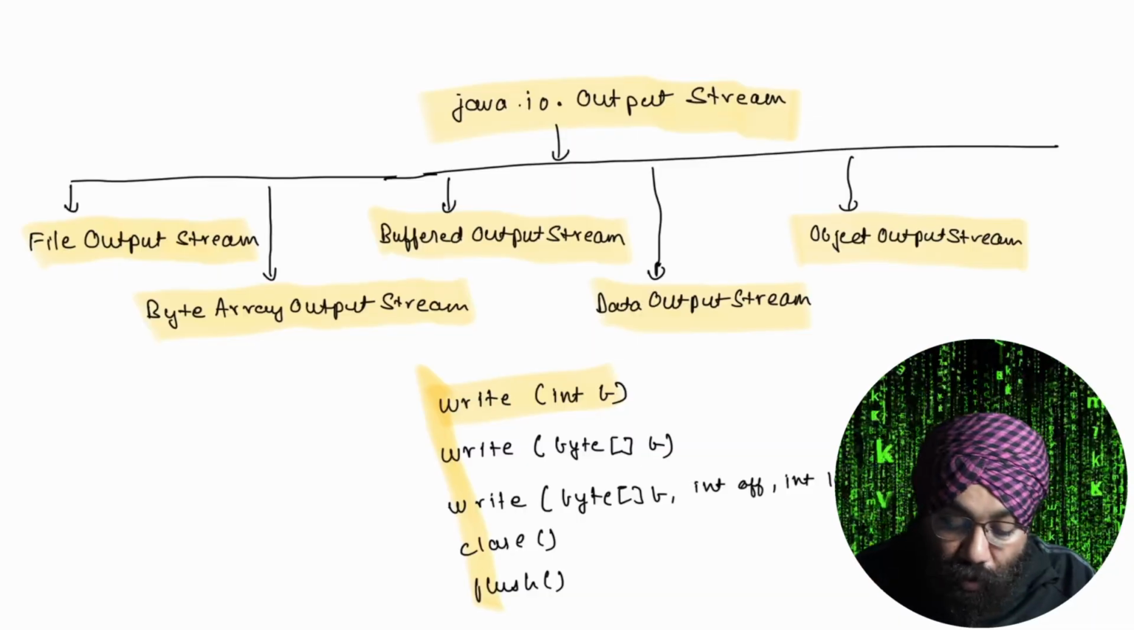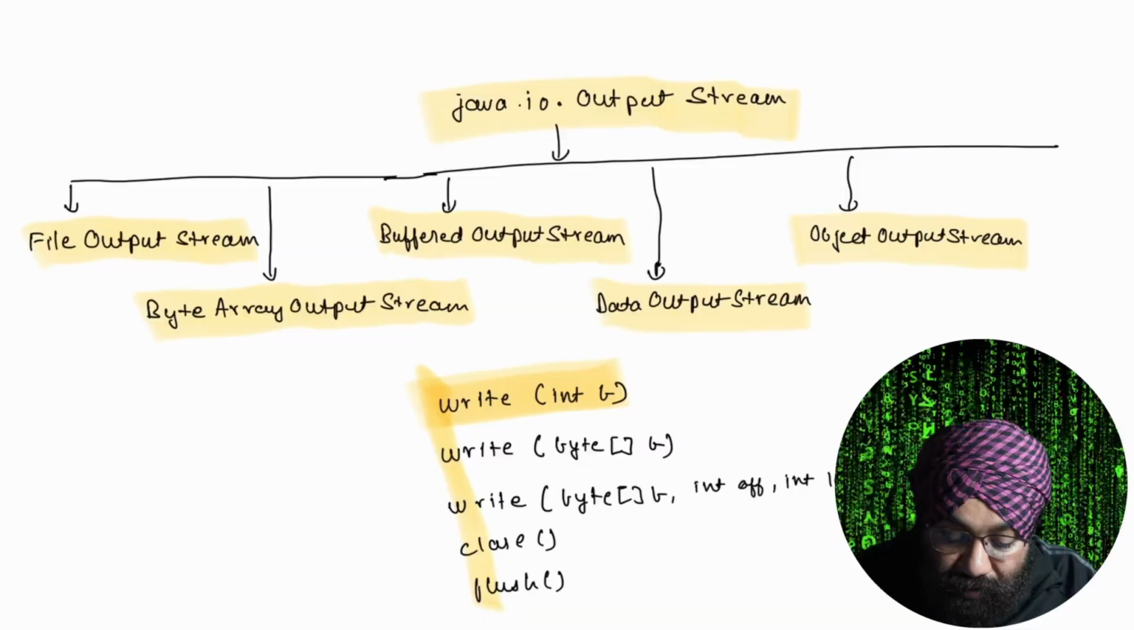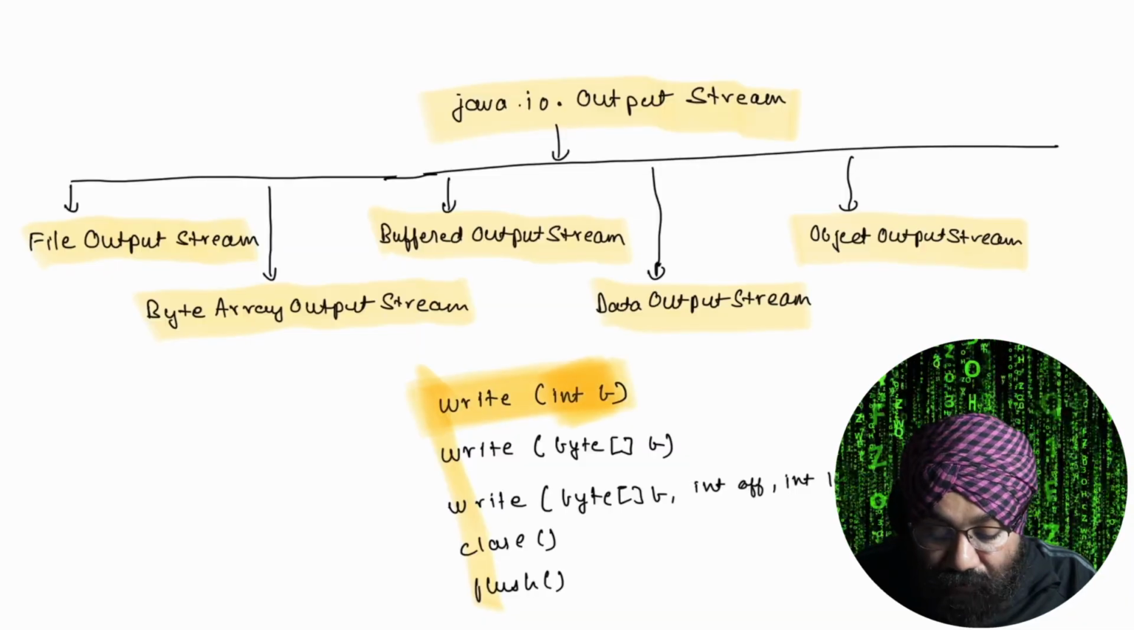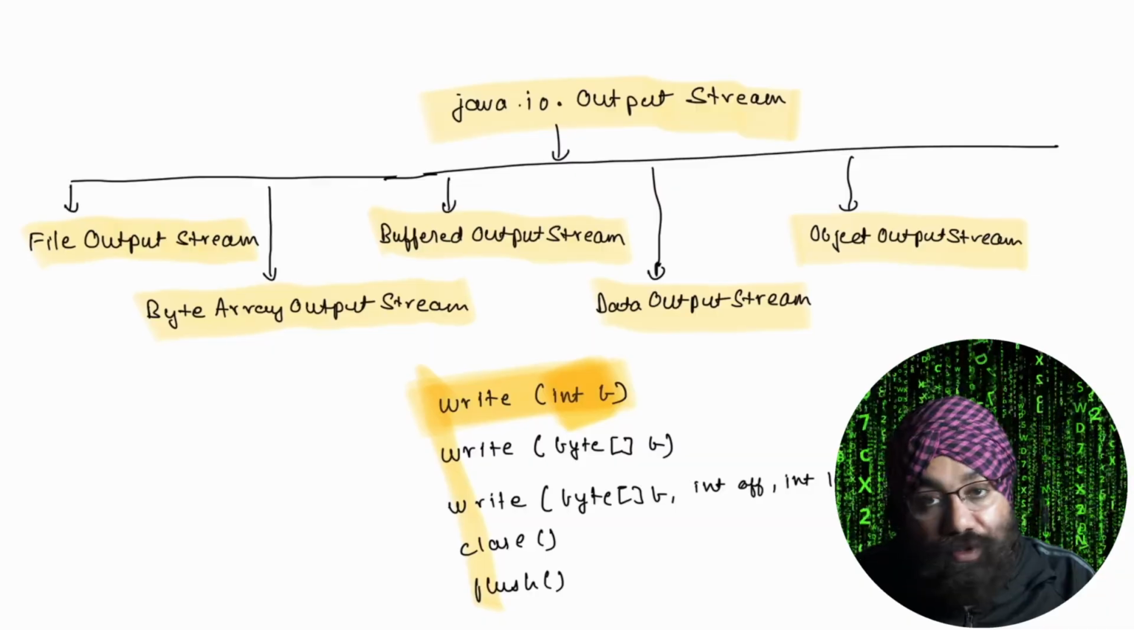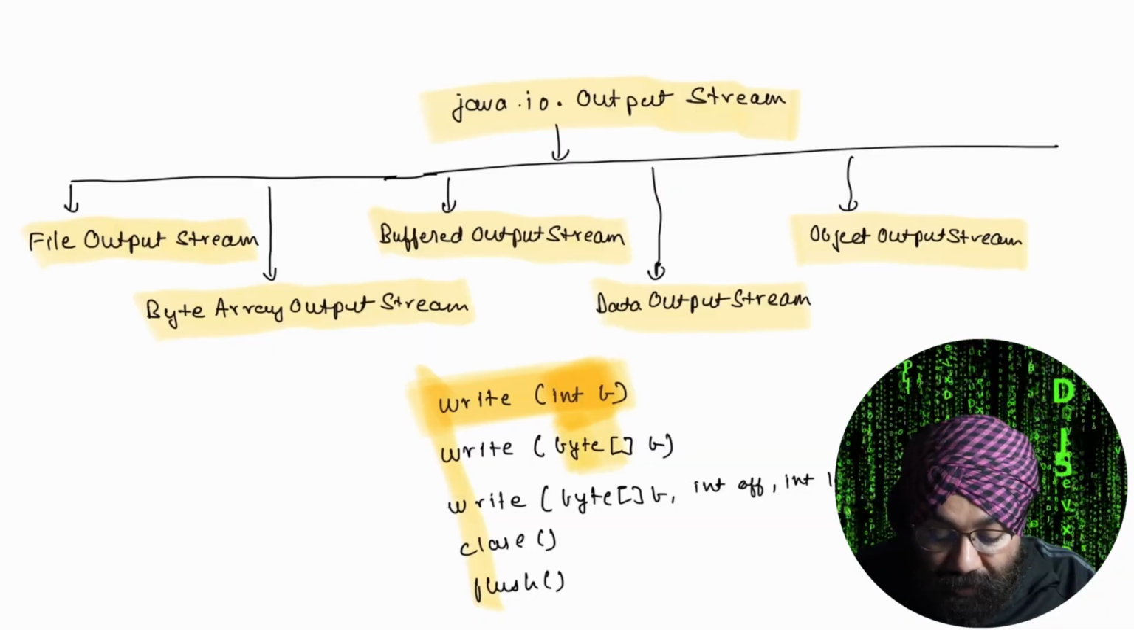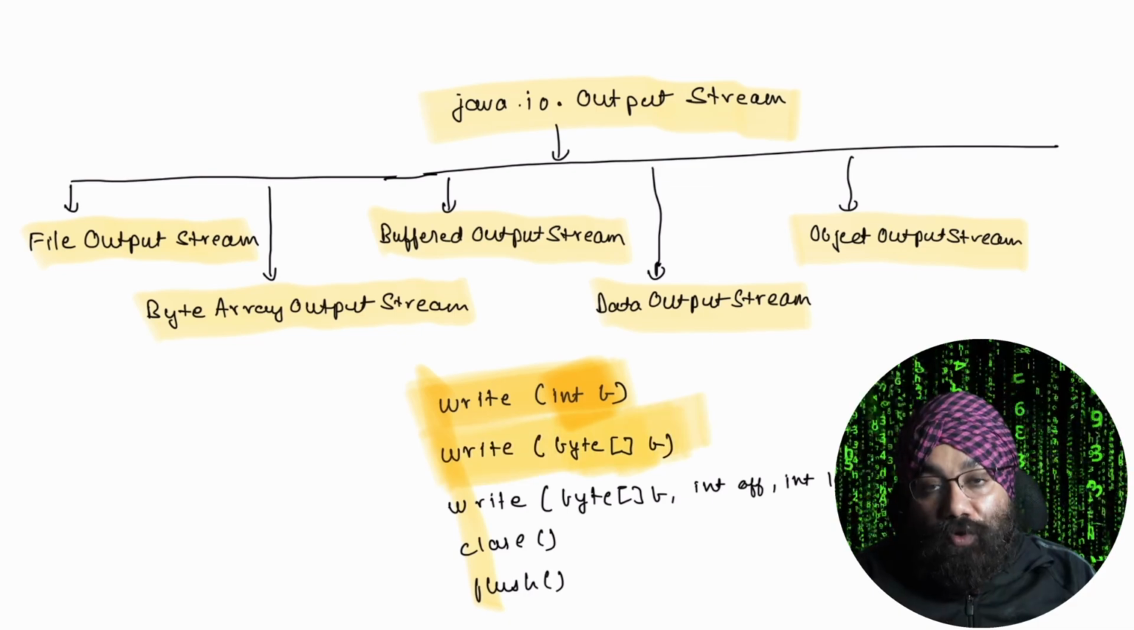Okay, so the commonly available methods in the output stream is write. This you can see takes only one byte as an input. So it will only write one byte to the output file. This takes a byte array as an input. It is an overload of the same method.